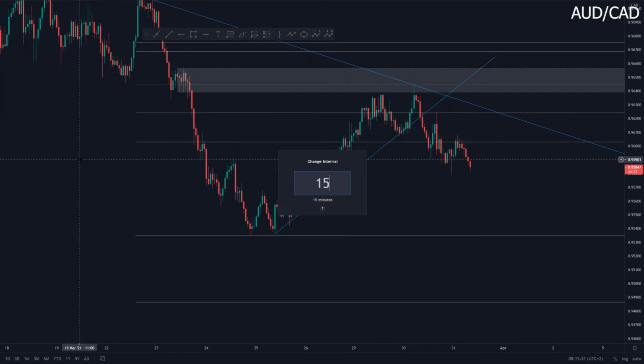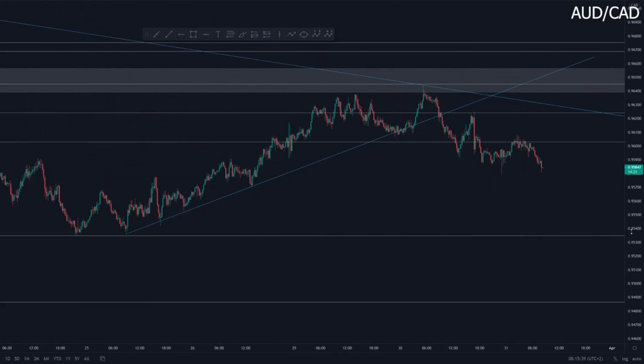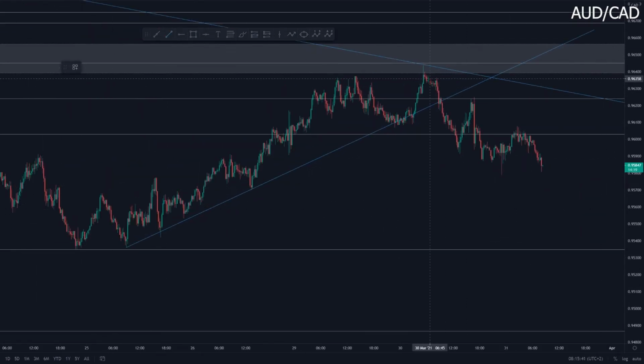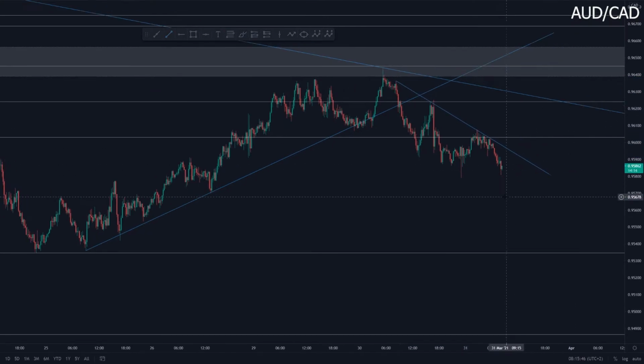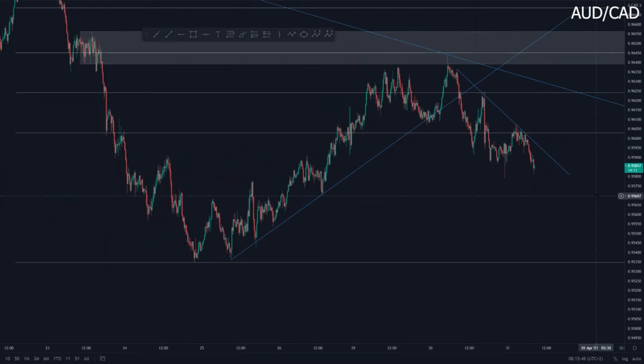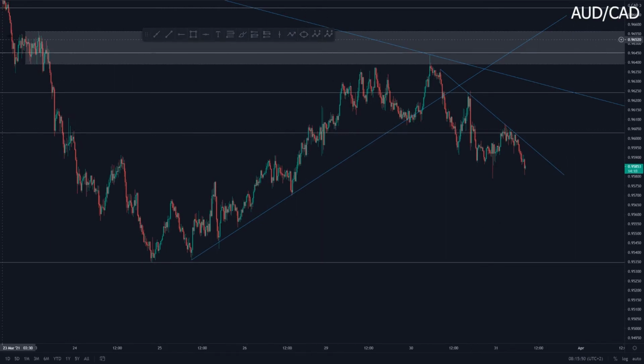So what can we expect from Aussie CAD today? Well, on the higher time frame, not that much. However, if we drop down to the lower time frame, 15-minute for instance, we can see that we're currently crawling along this descending trend line in this nice downtrend. So what do you want to see now?